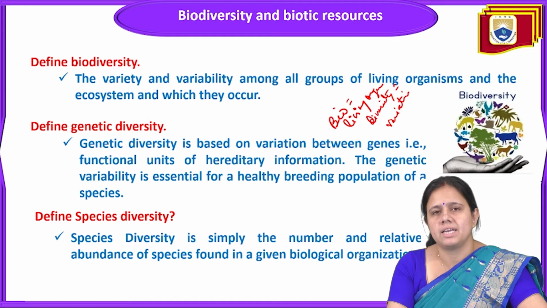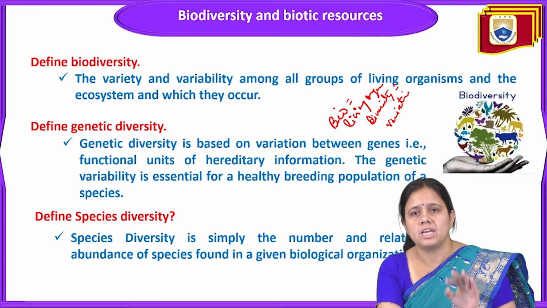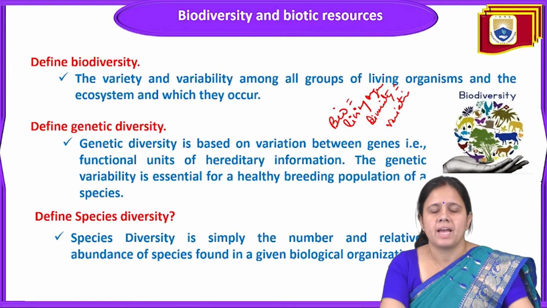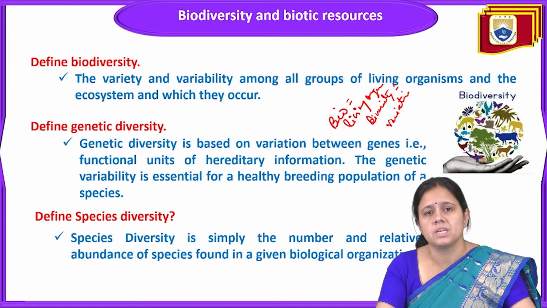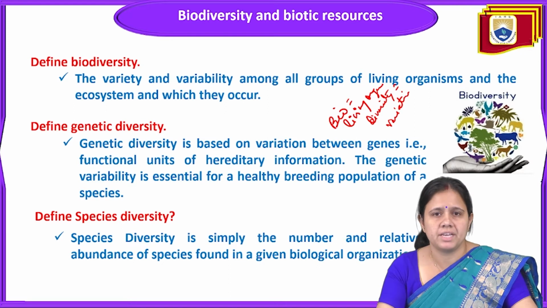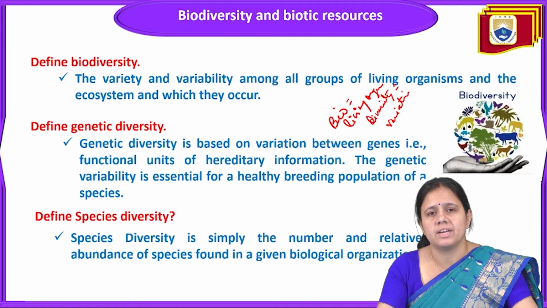So we can define it like this: the variety and variability among all the groups of living organisms and the ecosystems in which they occur, in which they are living. Variability and variation among all the living organisms in which they are living is called biodiversity. For example, all the forest ecosystems, pond ecosystems, water ecosystems, human beings, birds, everything, all living organisms residing on this earth. And the study of diversity and variation among all this biotic life is called biodiversity.